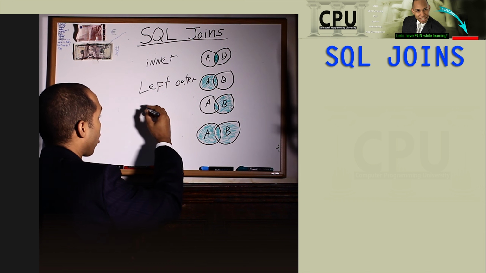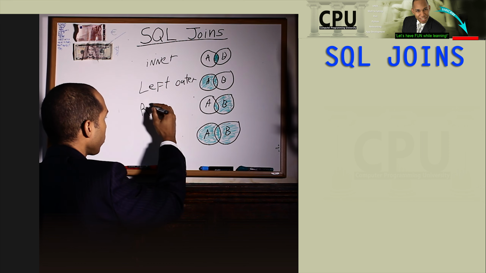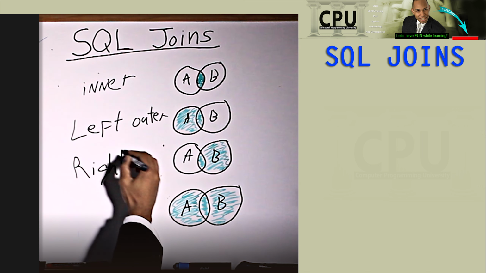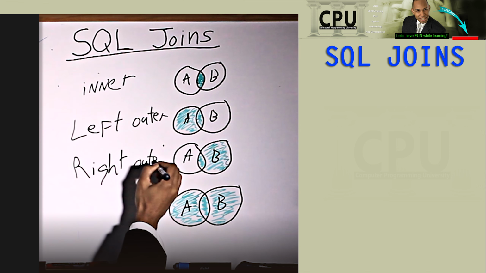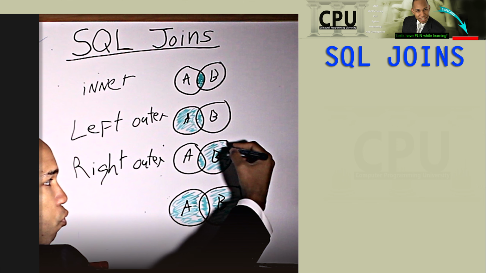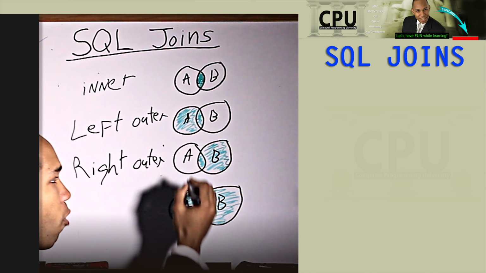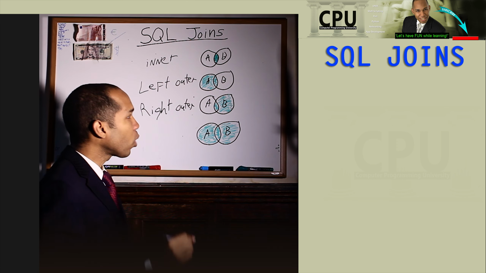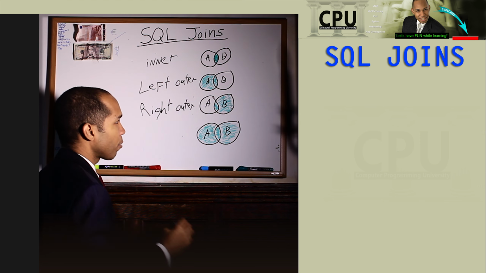And then a right outer join is the opposite of that. So I want to see every single row of table B and show me table A only when there's a match, when there's a corresponding record.